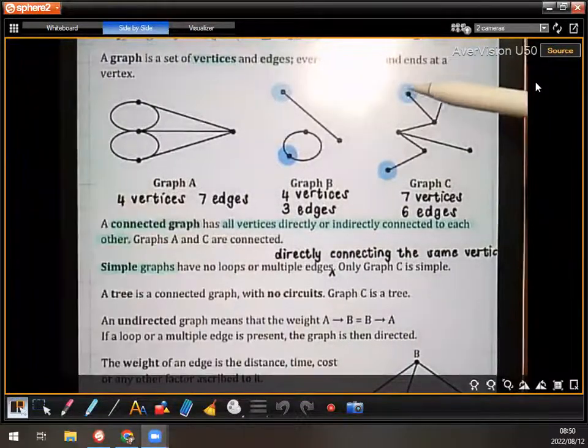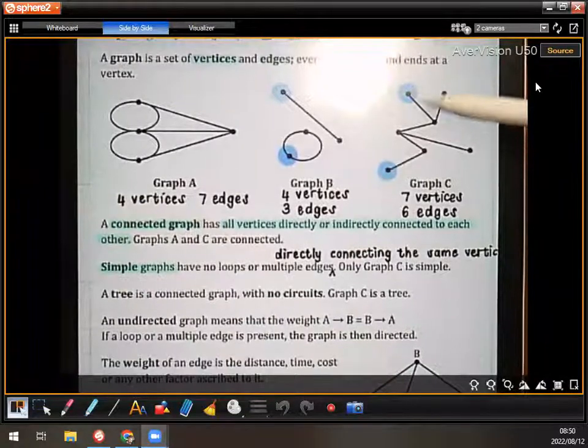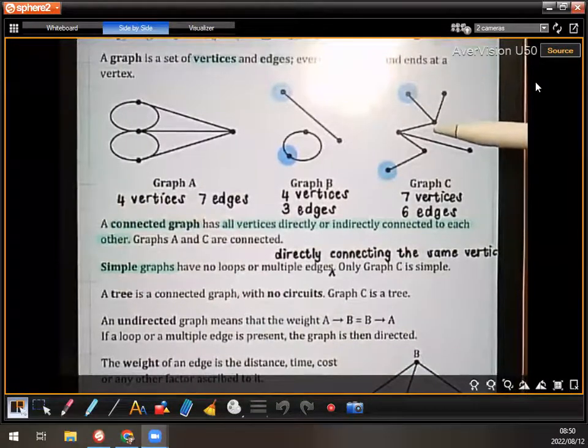So if we just look here, between these two vertices, you see there's only one edge connected directly. And these two, there's only one edge connecting them directly. These two as well, and those two, all of them. Right, all the pairs of vertices are only directly connected by one edge. Okay, so that's classified as a simple graph.